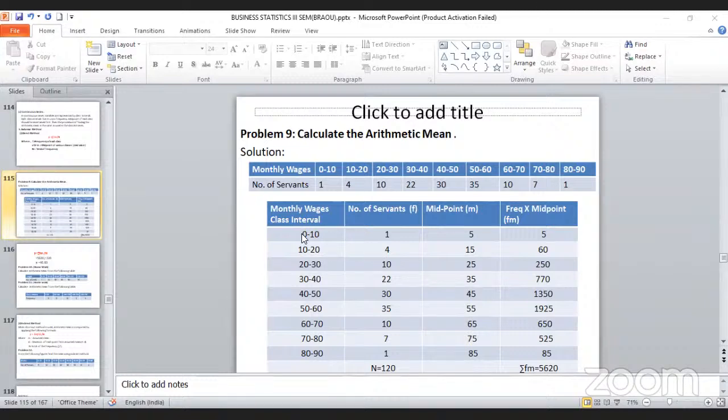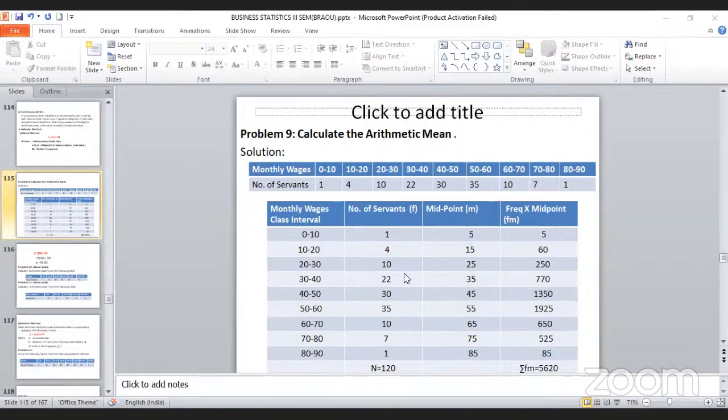So here, what is 0 plus 10? 10. It is divided by 2 because it is lower limit plus upper limit divided by 2. What we got here is 5. Then next, the lower limit is 10 and the upper limit is 20. When we add these two, 30. 30 divided by 2, 15. Got my point? Lower limit plus upper limit divided by 2. Okay? So 20 plus 30 divided by 2 is 25. 30 plus 40 divided by 2, it is 35.